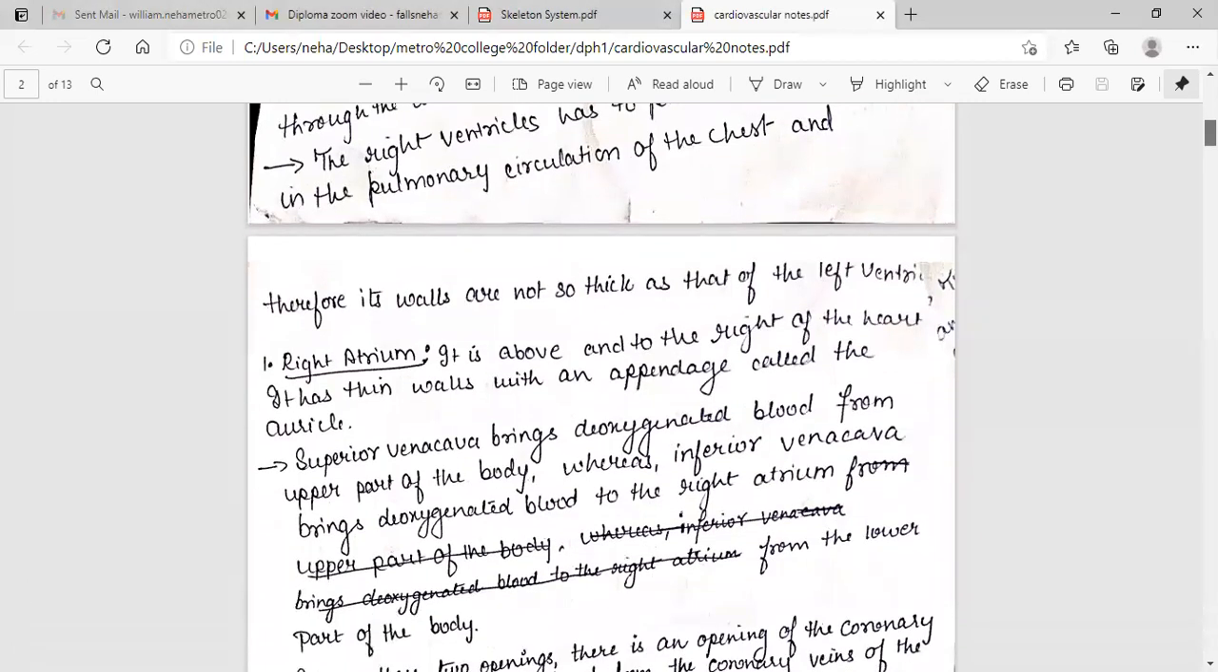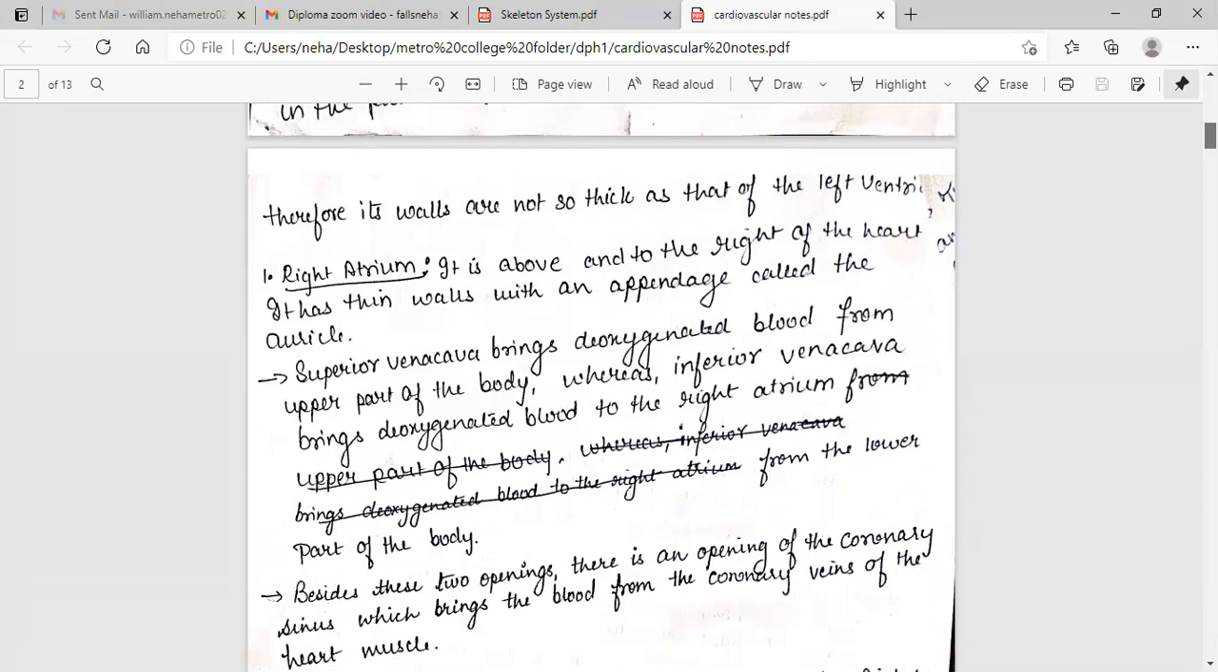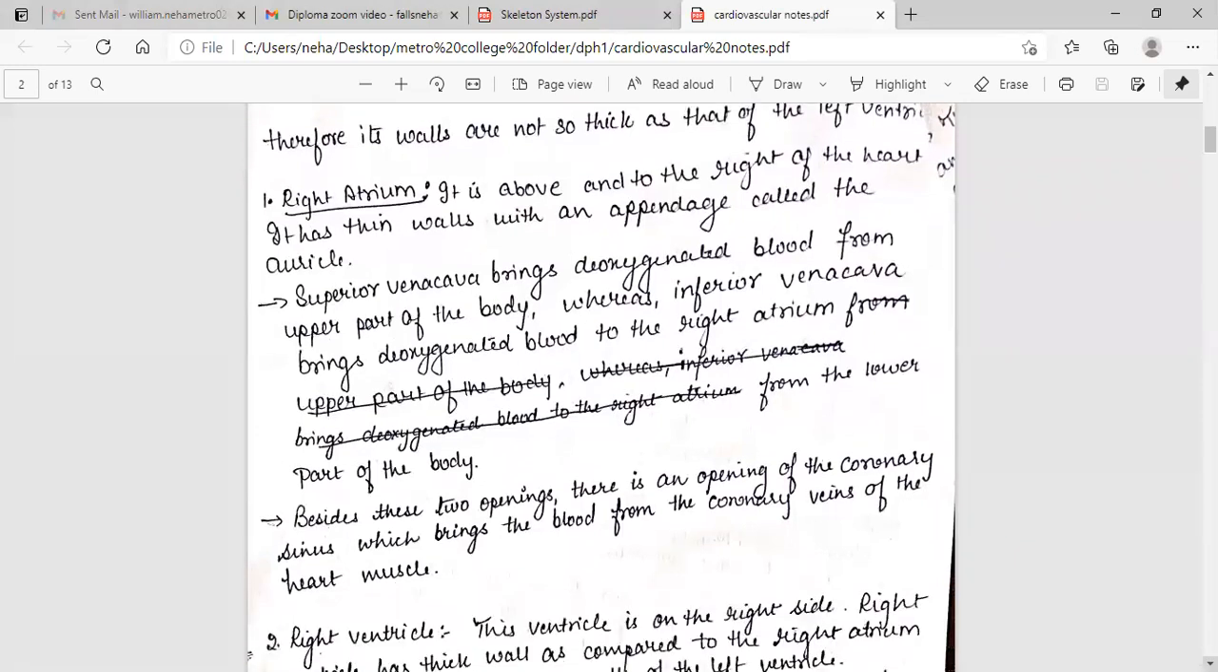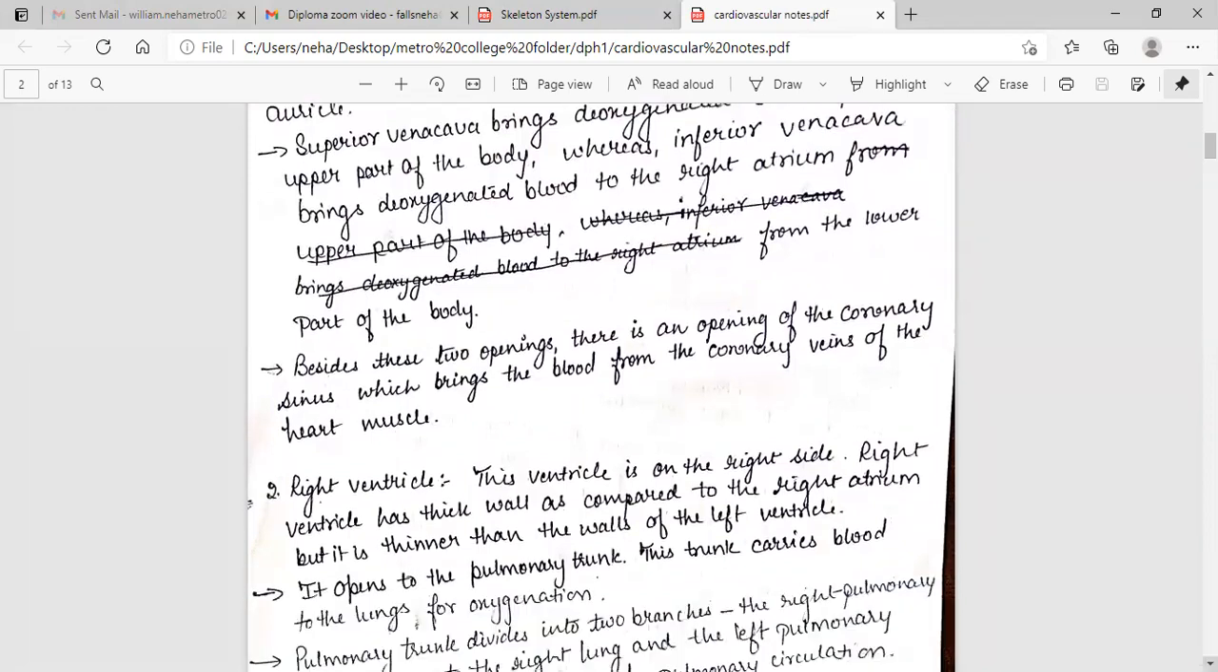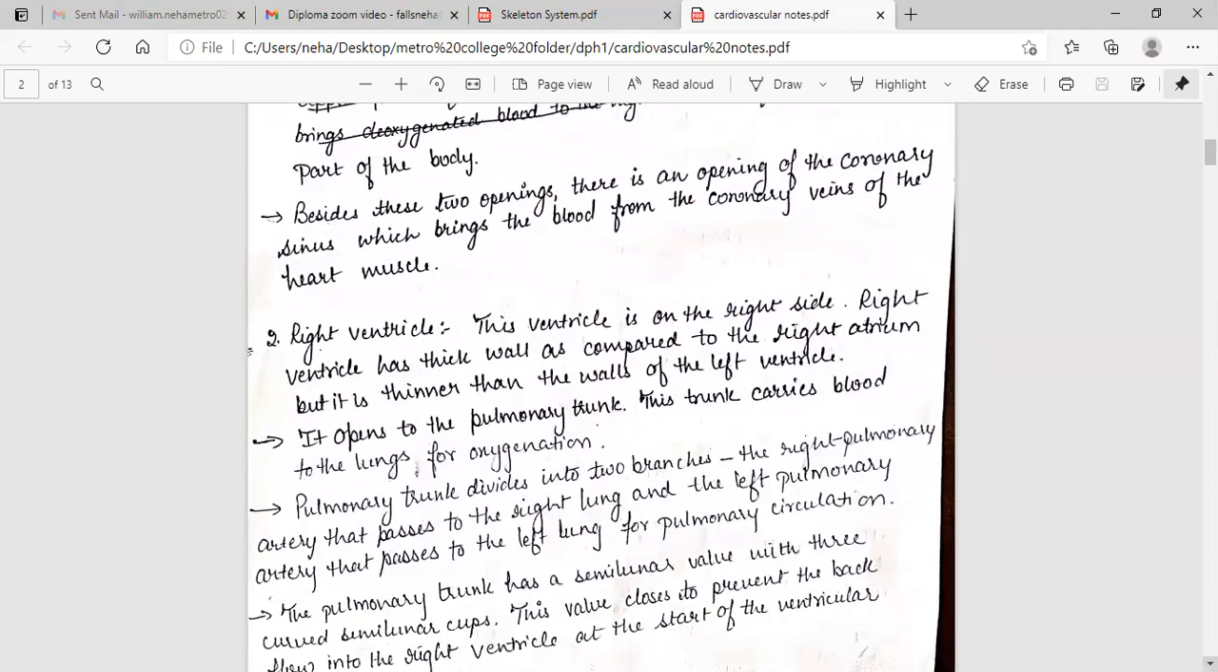Right atrium. It is above and to the right of the heart. It has a thin wall with an appendage called the auricle. Superior vena cava brings deoxygenated blood from the upper part of the body, whereas inferior vena cava brings deoxygenated blood to the right atrium from the lower part of the body. Besides these two openings, there is an opening of the coronary sinus, which brings the blood from the coronary veins of the heart muscle.